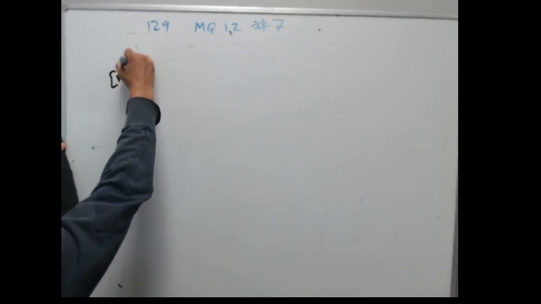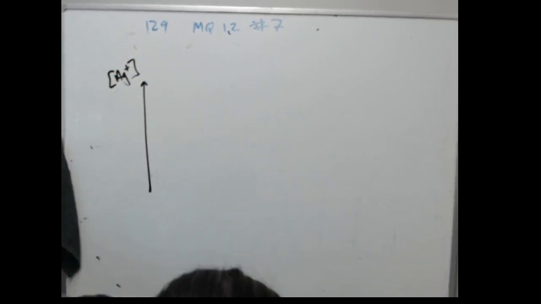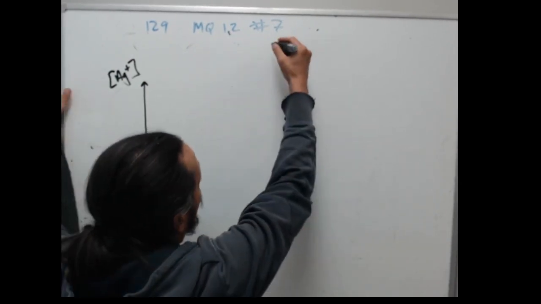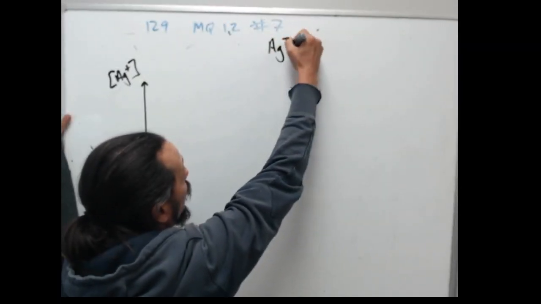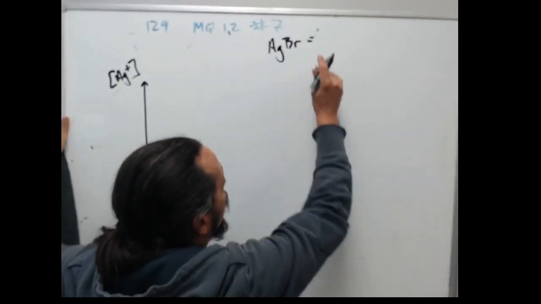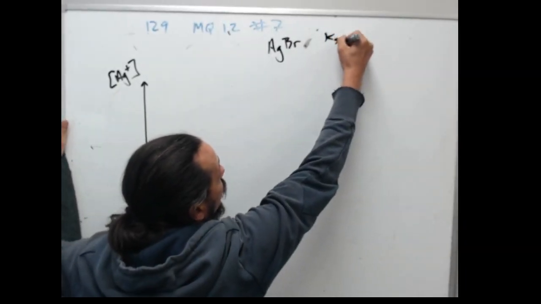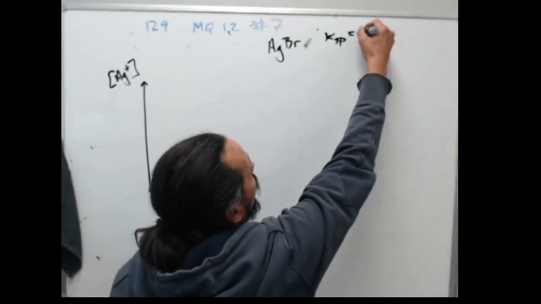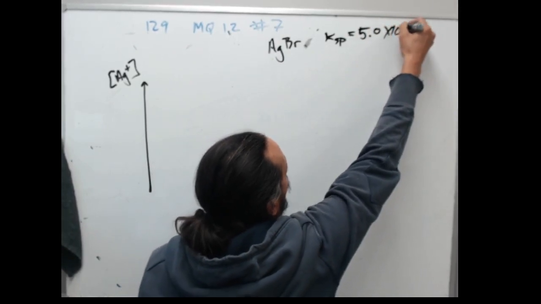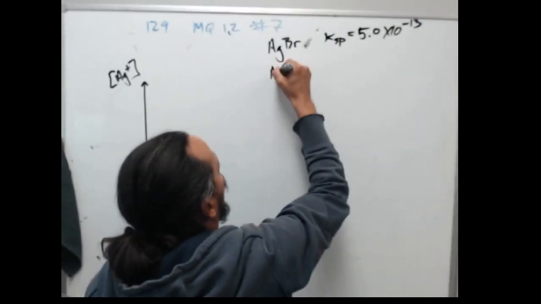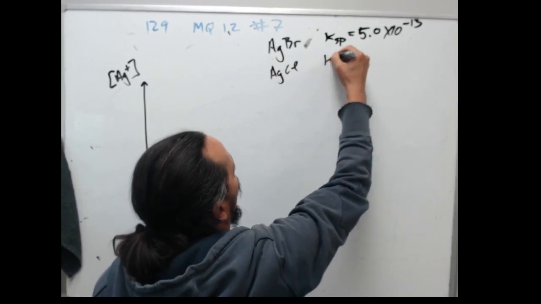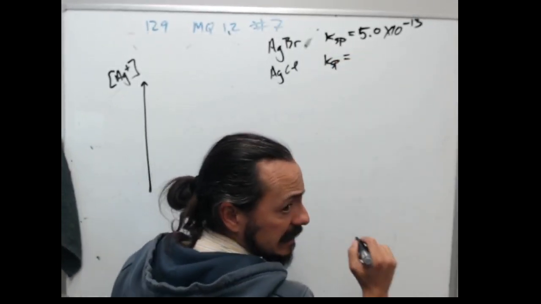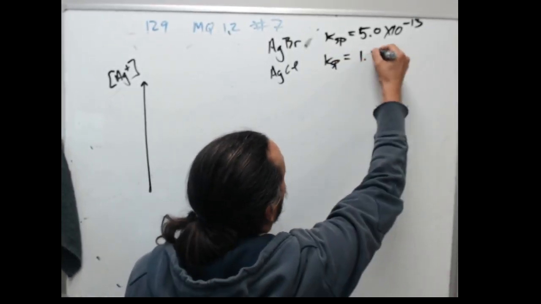Here I'm going to be increasing my Ag plus concentration. The nice thing is they're all 1-to-1 ratios. I need my KSP for silver bromide, which is given. That's a KSP of 5.0 times 10 to the minus 13. And we've also got our silver chloride, which has a KSP of 1.8 times 10 to the negative 10.